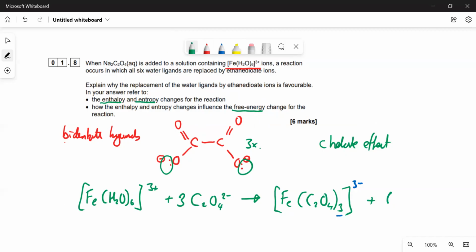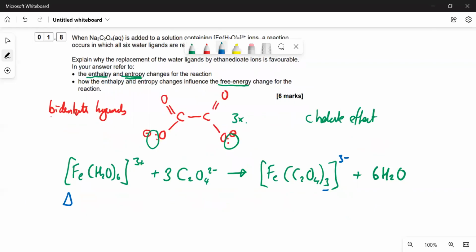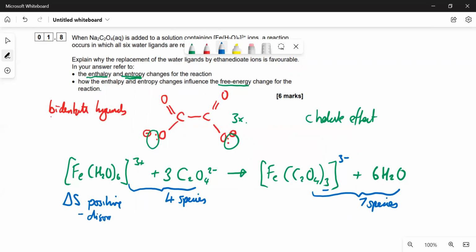Now, let's talk about the entropy change here before we talk about enthalpy. Well, we can see that the entropy change, delta S, is going to be positive. Why is it positive? If we look on this side of the equation, we have 4 species in aqueous solution, whereas on this side we have 7 species in aqueous solution. Because you've increased the number of species in aqueous solution, you've increased the disorder. So entropy is positive here. And that's what's going to drive the whole thing forward, we'll see in a minute.